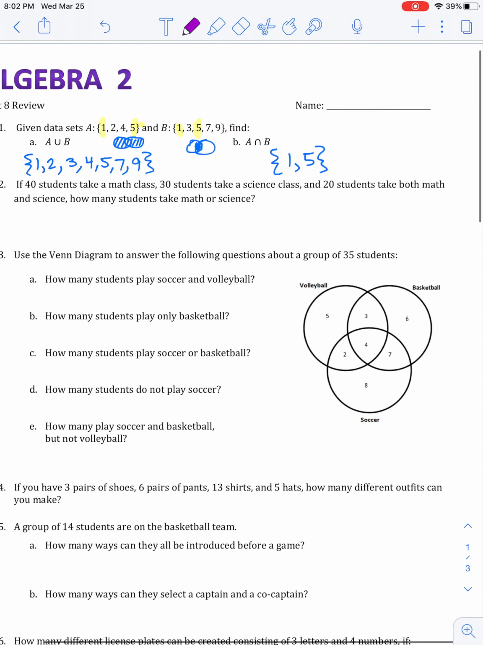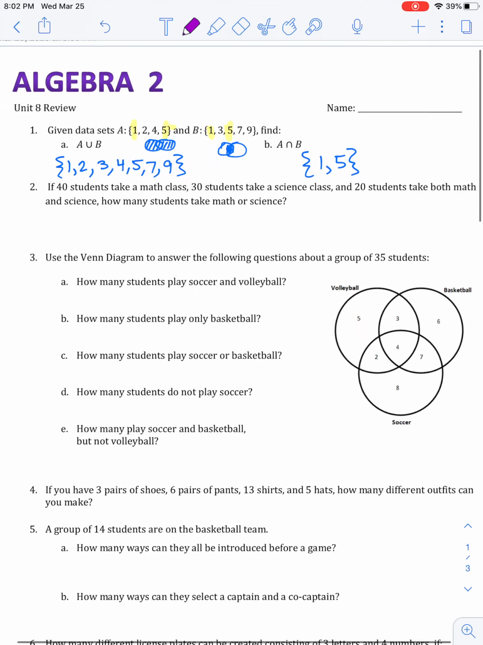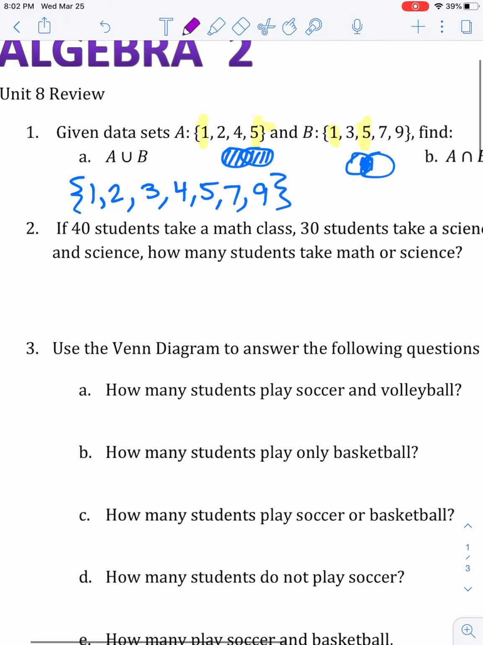If 40 students take a math class, 30 students take a science class, and 20 students take both math and science, how many students take math or science? I'm going to go over 2 ways on how you can do this. So the first way, if I want the number that take math or science, I can add the number of math and the number of science, but then I have to subtract the number of both math and science because I might have counted those students twice.